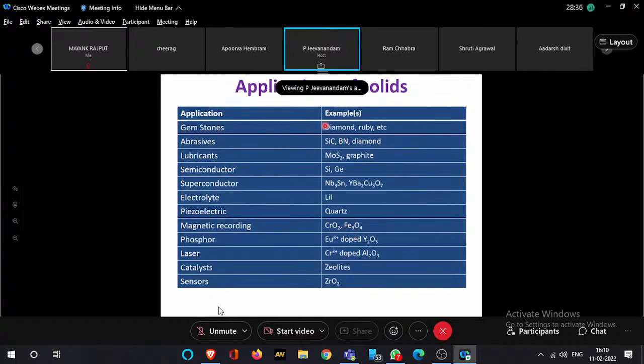I have put one slide just to provoke some interest in solid-state chemistry. You see that the applications are so diverse, starting from gemstones and ending in sensors. These are some of the important applications of solids. You can use it as an abrasive material. You can use a lubricant, for example, graphite. Molybdenum disulfide is a lubricant. The entire electronics industry is based on semiconductors. So silicon and germanium, for example.